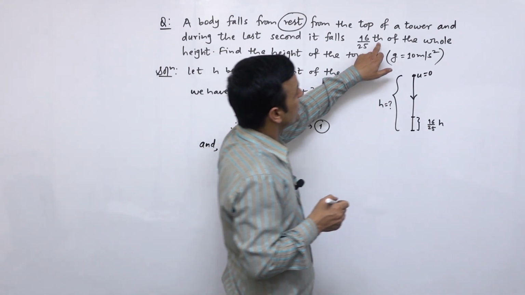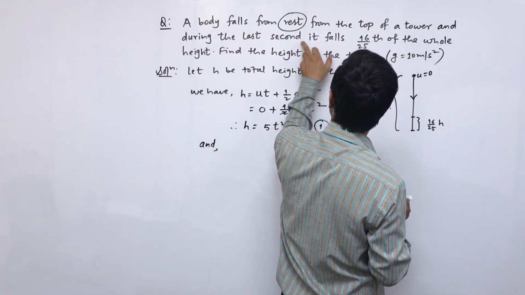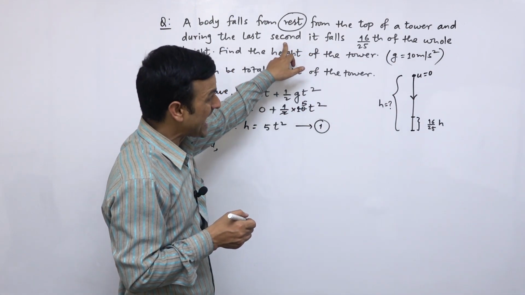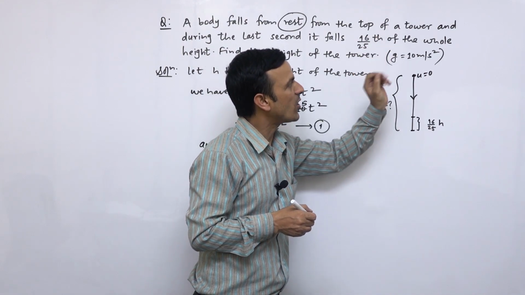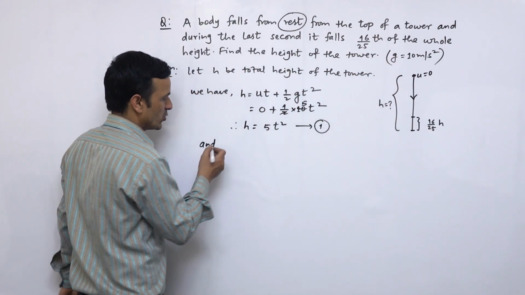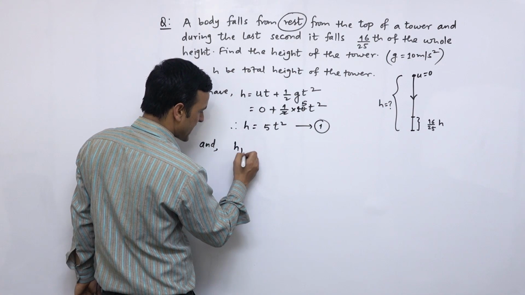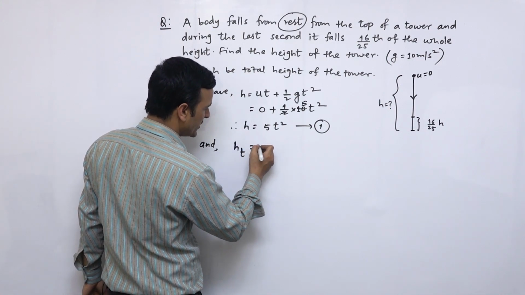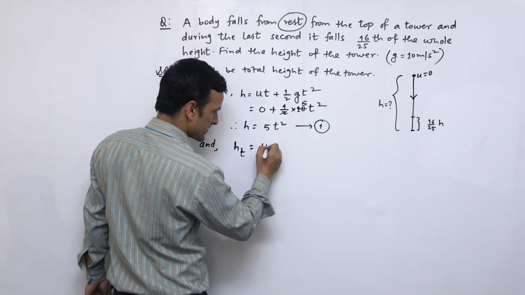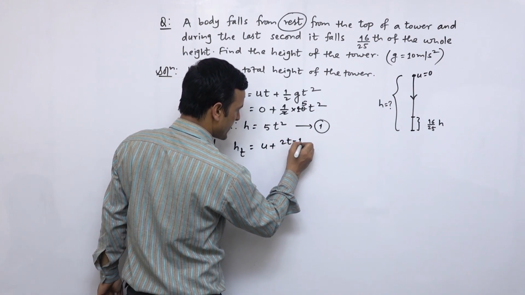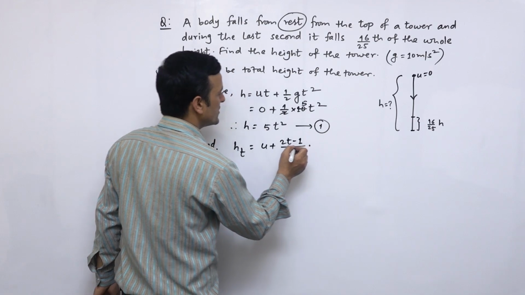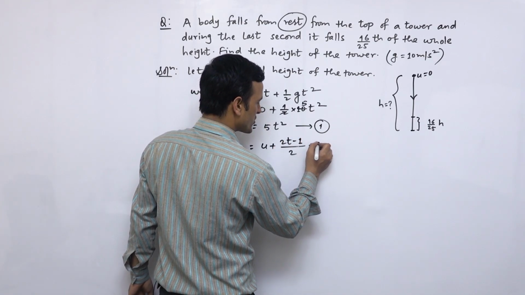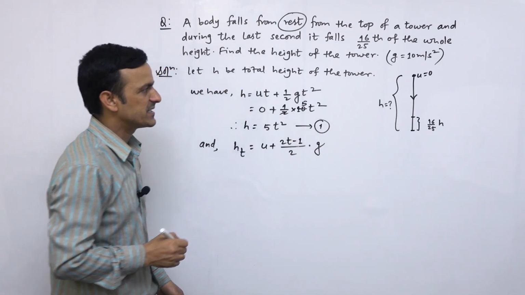So this is the last second distance covered by this body, 16/25 of the whole height. So last second, its distance is given by st, which is u plus, formula is u plus (2t minus 1) divided by 2 into acceleration. So here is the acceleration. So it is g. Acceleration is g here.